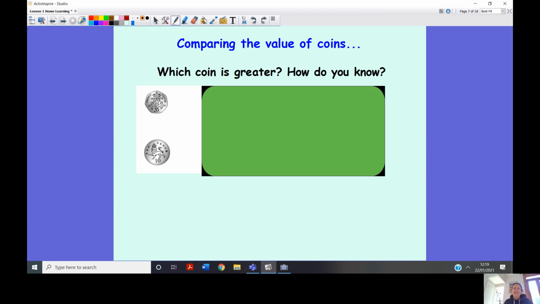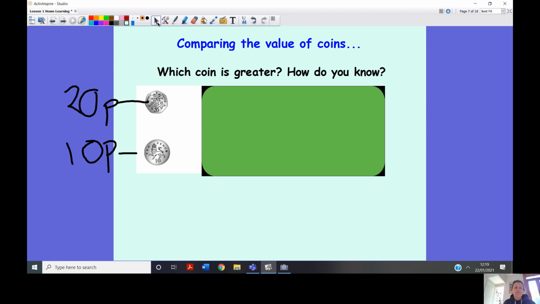So let's have a look at the value, which is how much a coin is worth. Again, this is just going to be recap. Comparing the value of coins, which coin is greater? So which coin has a greater value? It's not going to be a greater size. It's not comparing their sizes. Which coin is greater, and how do you know? Let's think about the value of these coins. This one is worth 20p. This is worth 10p.